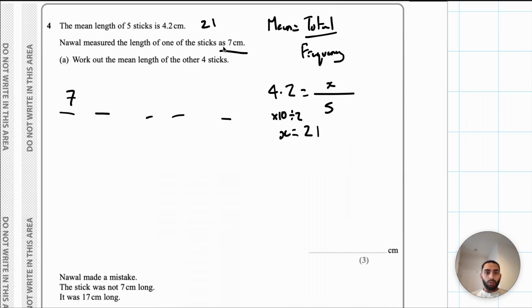And he's measuring one of them at 7 centimeters. So that means the rest of them are going to be 21 take away 7, which equals 14 centimeters. We want the mean length of those 4 sticks, so we're going to do 14 divided by the frequency, which is 4. So 14 divided by 4, just simplify it like a fraction, so 7 over 2.